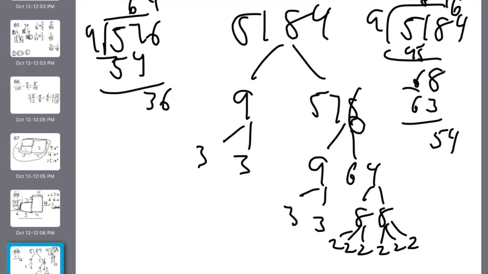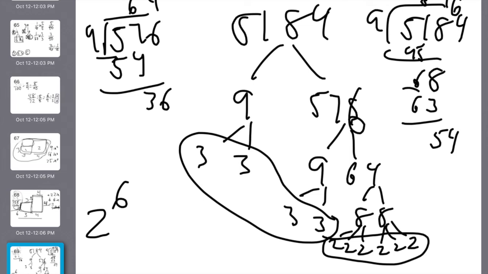Okay, so now to A, it says write the prime factorization using exponents. So I have 1, 2, 3, 4, 5, 6. I have 2 to the 6. I have 1, 2, 3, 4 3s, so 3 to the 4th. I got A done. That's my answer for A.